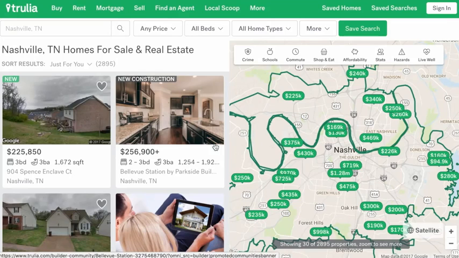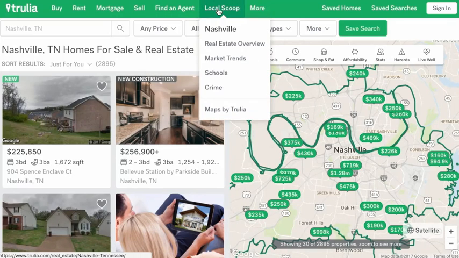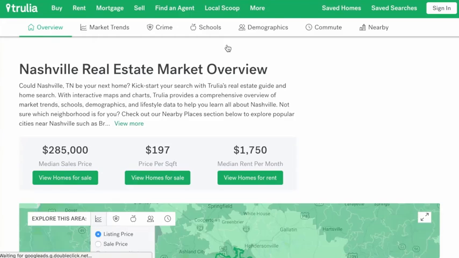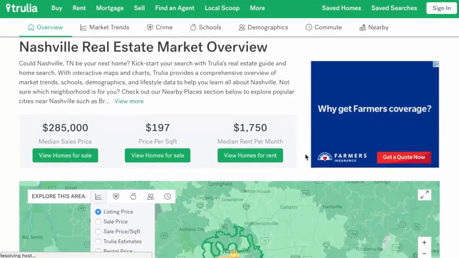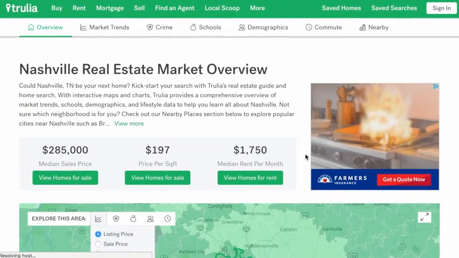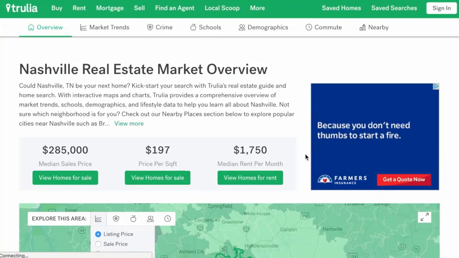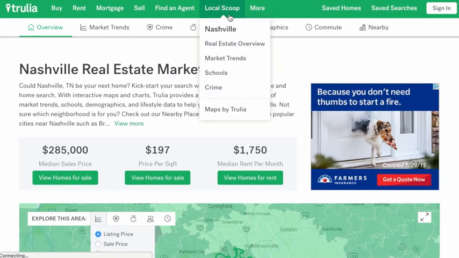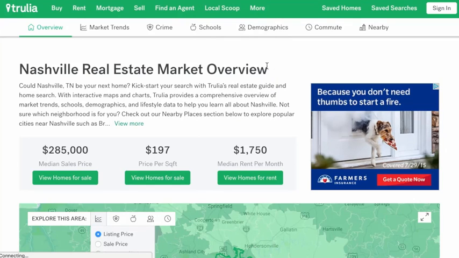But for now, let's not worry about any of that. What I want you to do, though, is go up here under this Local Scoop. And again, you can see Real Estate Overview. So let me click on that. And this gives you some really good information about the market. Let's take a look at this tab first, and then there's another one that we can look at, market trends, as well. So let's look at this one here.